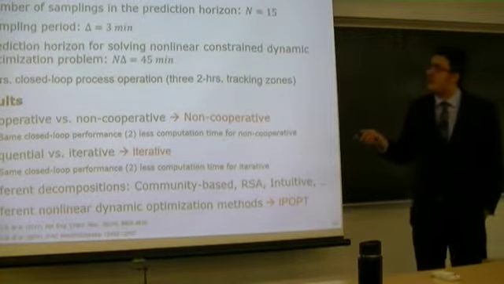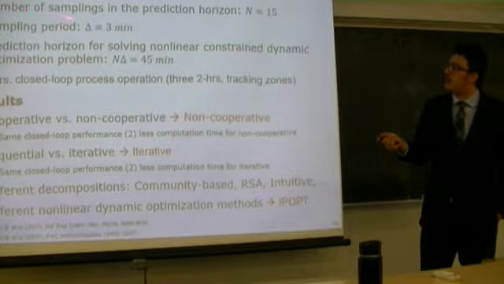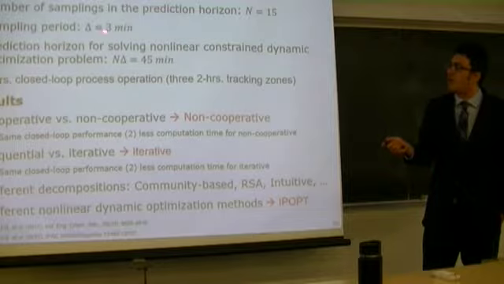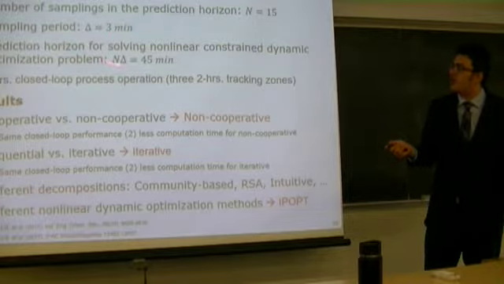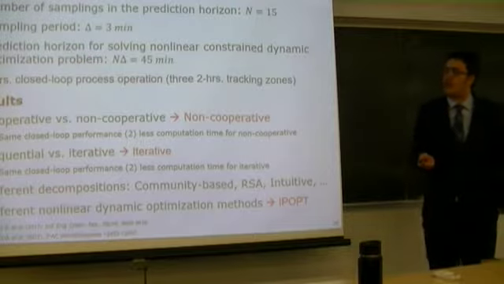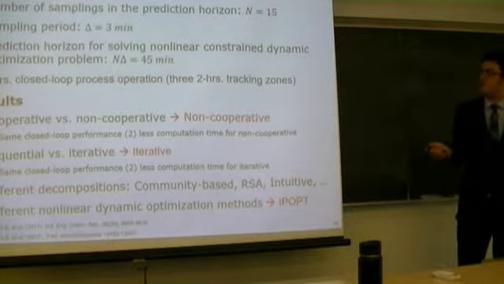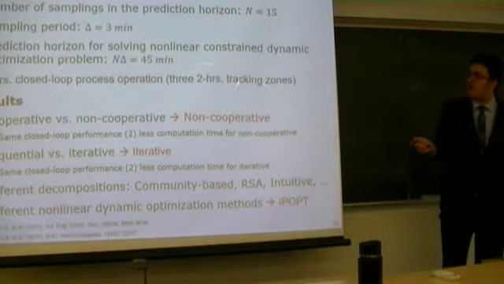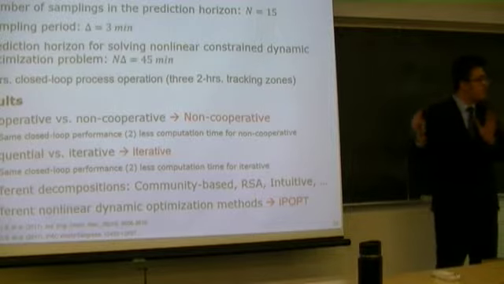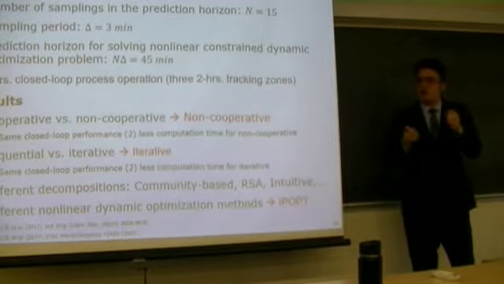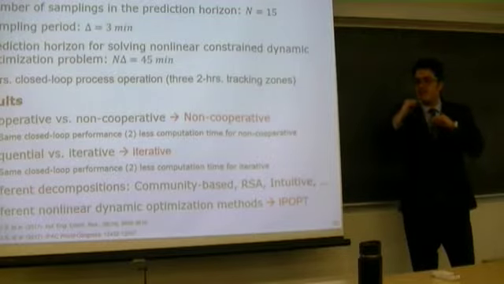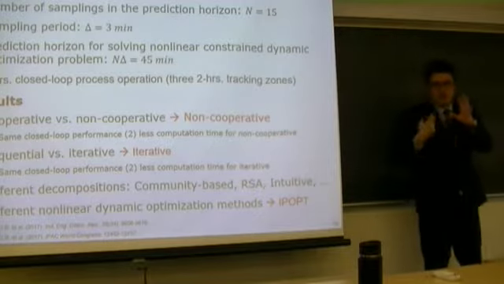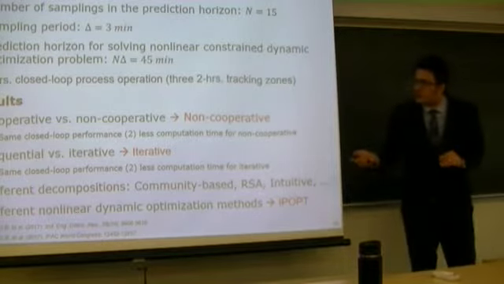So in this case study, we consider 15 samples in the prediction horizon to solve the dynamic optimization problem. The sampling period is 3 minutes. Then the prediction horizon for solving the nonlinear dynamic optimization problem is going to be 4 to 5 minutes. We consider 6 hours of closed-loop process operation, where every 2 hours we have different tracking zones. So by manipulating the system variables, the desired variables change during those tracking zones. So the controller needs to track those desired outputs.